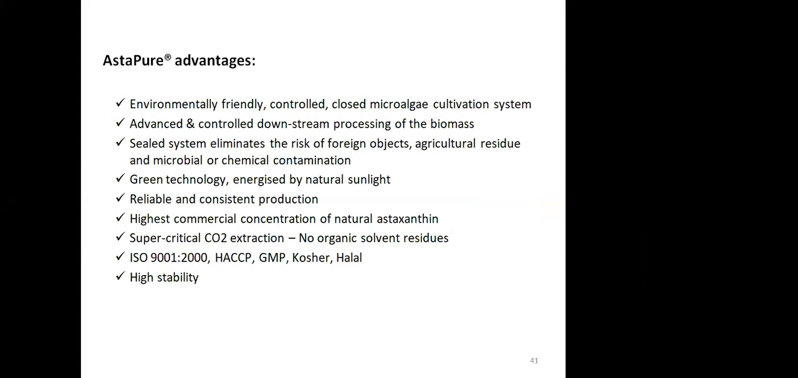What we like about these guys is that it's environmentally friendly. They use something called green technology, so it's all energized by natural sunlight. Obviously, you've got to extract the astaxanthin from the algae, and they use a process of supercritical CO2 extraction, so that means there are no organic solvent residues anywhere. They use the highest commercial concentration of natural astaxanthin. And that's kind of it, really. That's AstaPure.